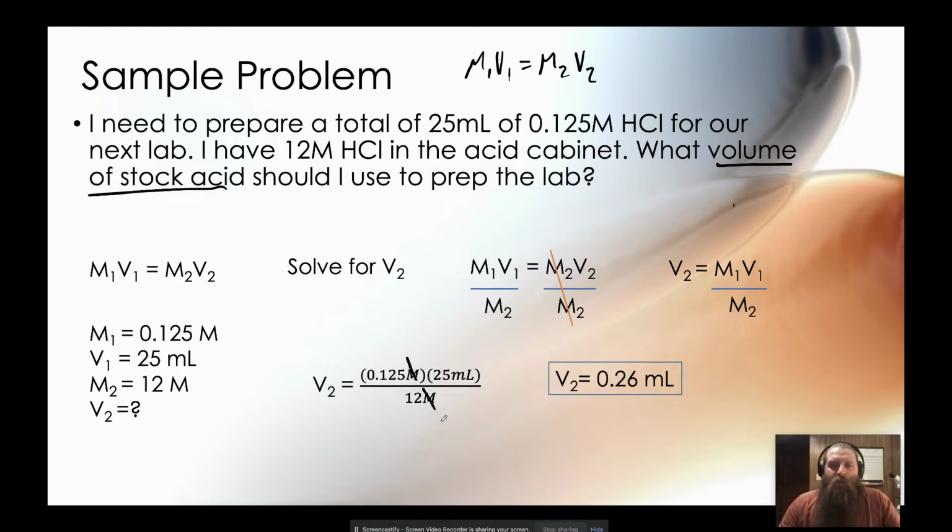So what does this mean? Well, this means I go to the acid cabinet. I would use a pipette for this. I get a graduated cylinder that can measure accurately less than 1 milliliter at a time. I get 0.26 milliliters out of the stock bottle that has 12 molar hydrochloric acid in it. I put that down into an empty graduated cylinder, right? I pinch my little pipette and put it in there. And then I add enough water to bring that volume up to a total of 25 milliliters of solution. That solution will be a 0.125 molarity. That's what that number means.